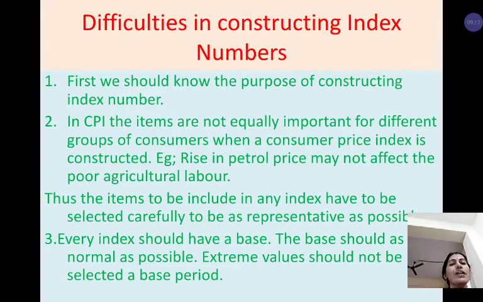And number 2, in CPI, the Consumer Price Index, the items are not equally important for different groups of consumers. When a consumer price index is constructed, for example, a rise in petrol price may not affect the poor agricultural labor. Thus, the items to be included in any index have to be selected carefully to be as representative as possible.